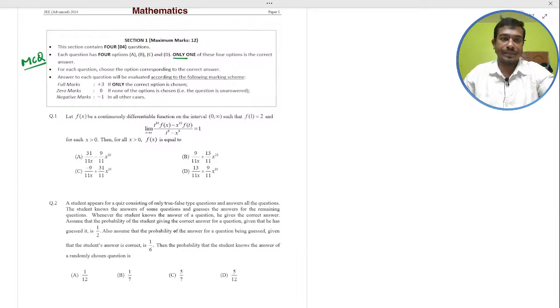Question number 1. Let f(x) be a continuously differentiable function on the interval (0, infinity) such that f(1) is 2 and the limit as t tends to x of (t^10 f(x) - x^10 f(t)) / (t^9 - x^9) is equal to 1 for each x greater than 0. Then for all x greater than 0, f(x) is equal to what?